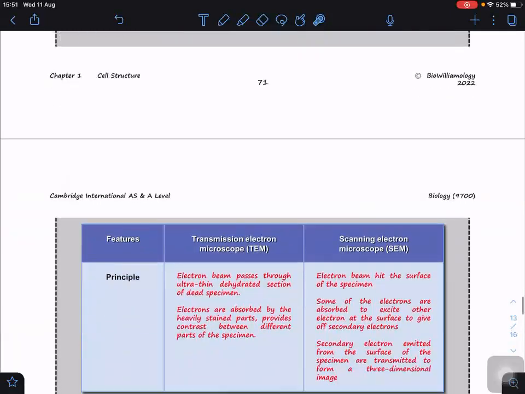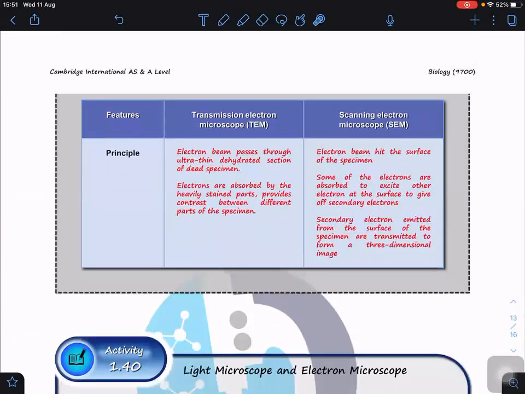So one question here, can we use gold for both, or only for scanning? Normally, we don't use gold for the transmission because it's not so good. Even though it's a heavy metal, the effect is not so good compared to other metals that manage to block the electron beam better.